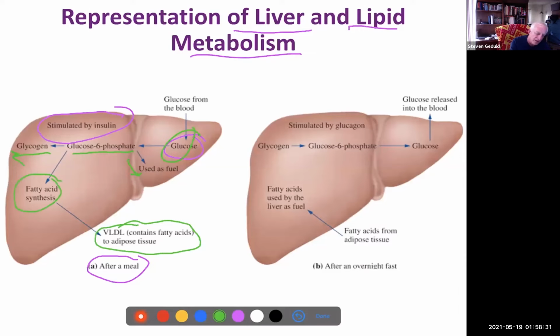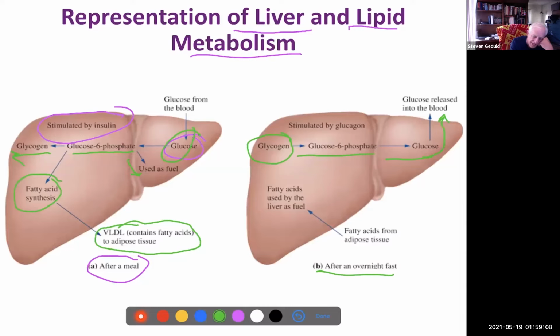Okay, after your overnight fast, in the morning, when your body does not have sugar, there's low sugar in the blood, the pancreas produces glucagon. Glucagon is the opposite of insulin. It causes glucose to be released back into the blood so you don't get hypoglycemic. Again, the glycogen breaks apart into glucose 6-phosphate, which forms glucose, which goes back into the blood. It's the exact opposite reaction, because glycogen stores your glucose, and it also releases it, glucose 6-phosphate to glucose, back into the bloodstream.